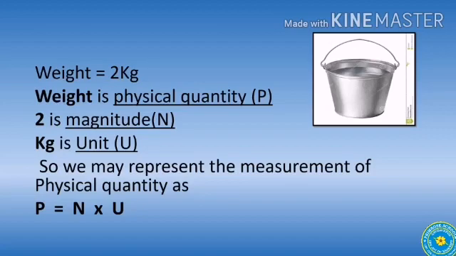So we may represent the measurement of a physical quantity as P equal to N into U. Here P is physical quantity, N is magnitude, U is unit. So children, to measure any physical quantity, you need magnitude and unit. Clear? Very good.